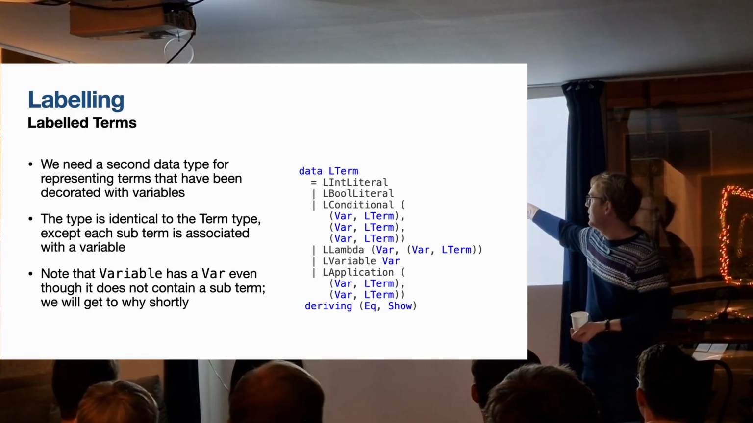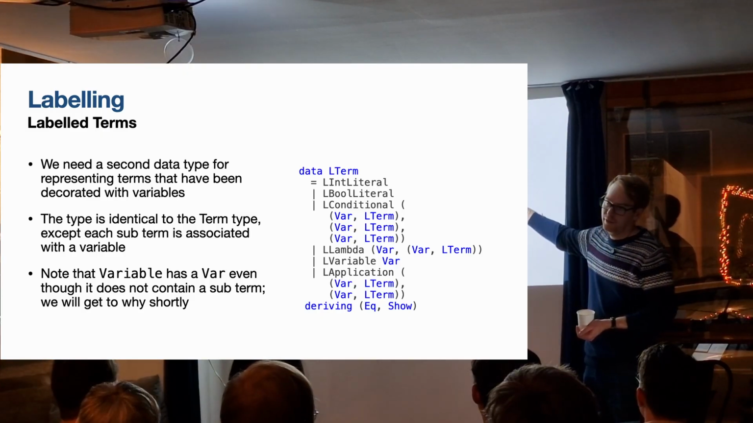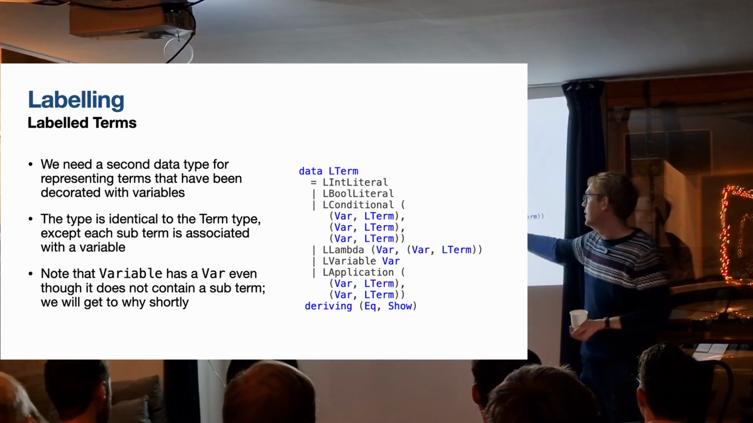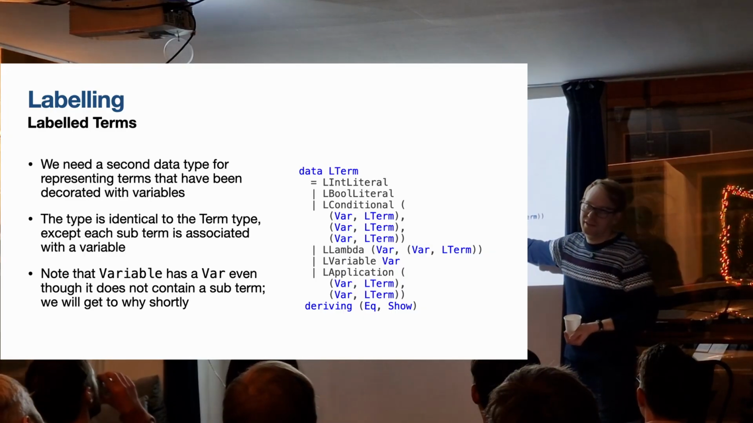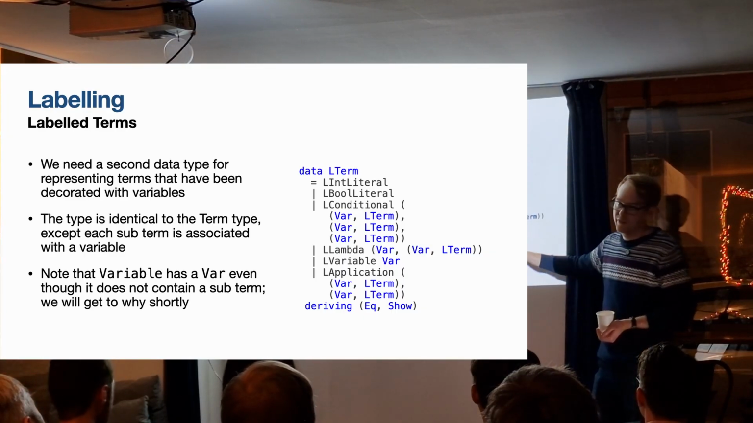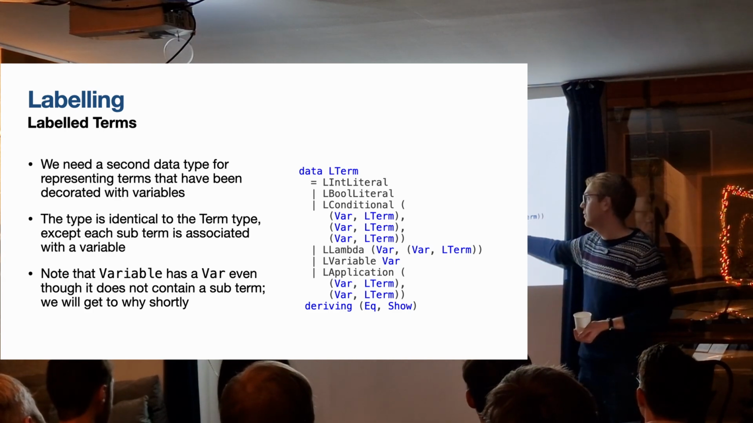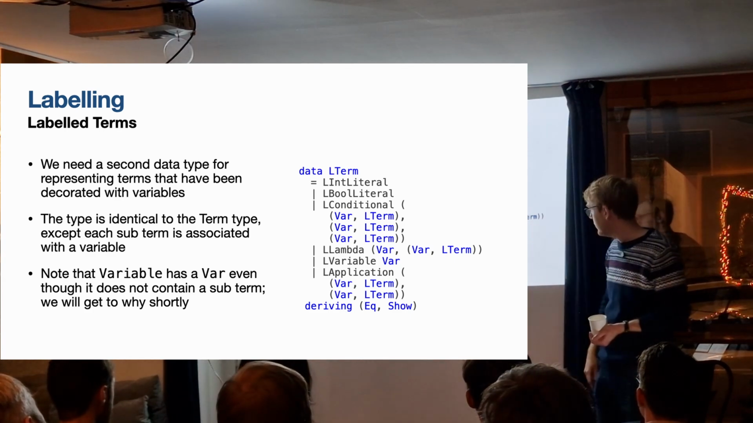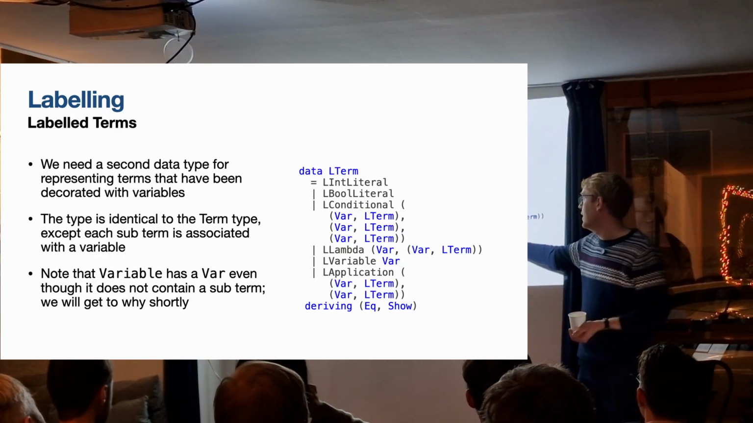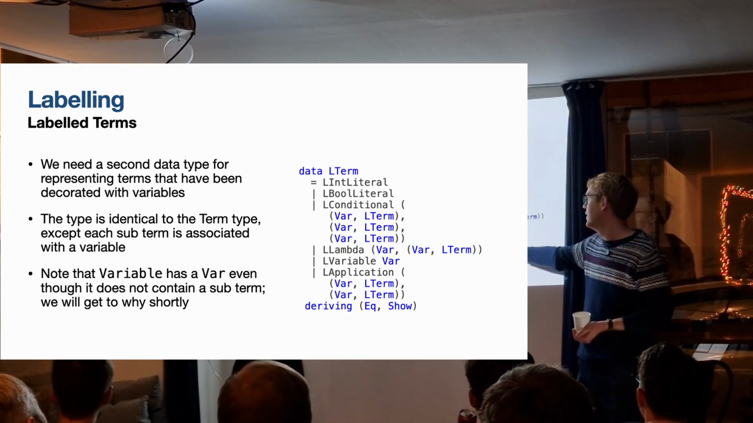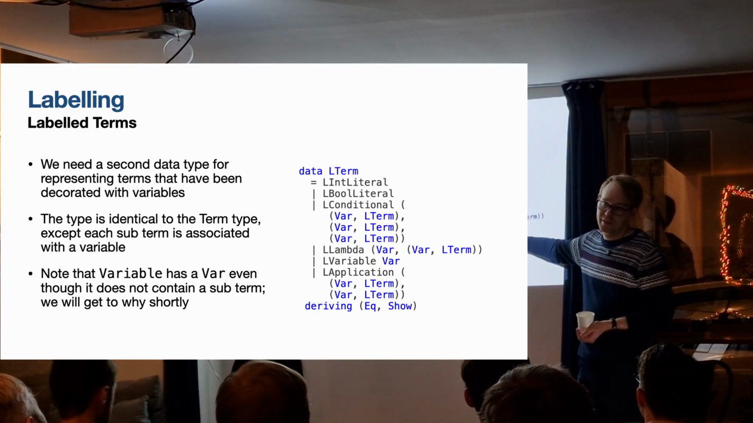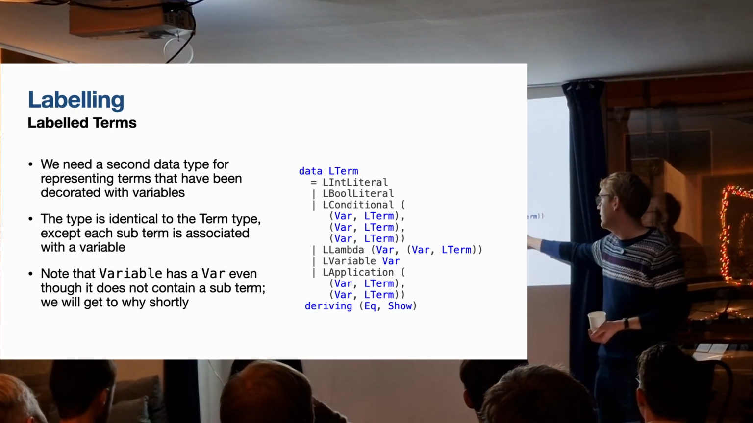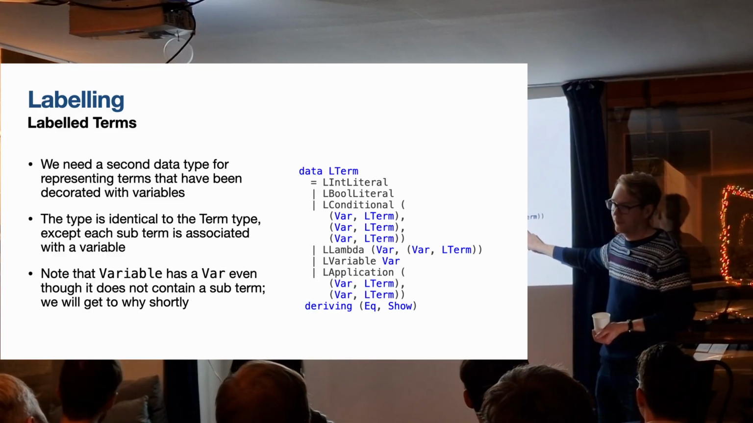Conditionals, on the other hand, we will need a variable for each subterm. So instead of just having term here, now it's var term, var term, var term. So it's like pairs of variables and terms. And the same goes here for the lambdas. The lambda will have a variable to keep track of the input argument, and then the body term will also get its own variable.